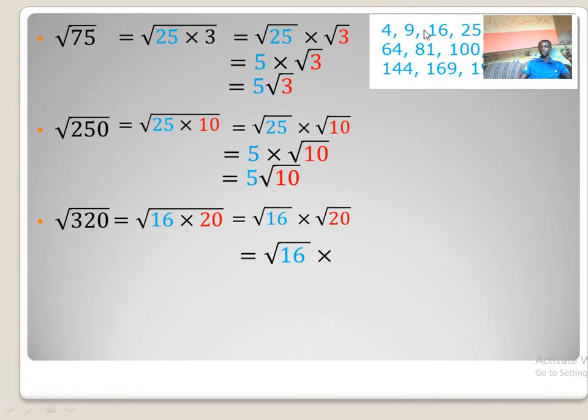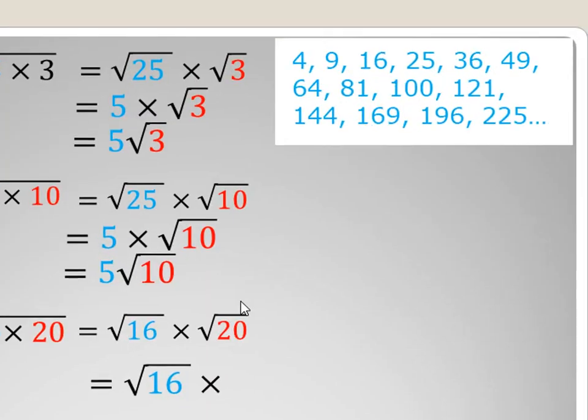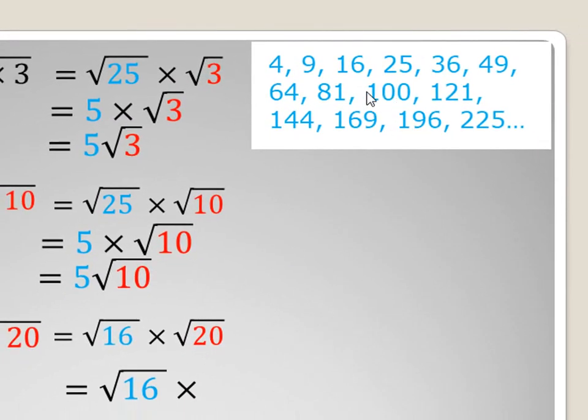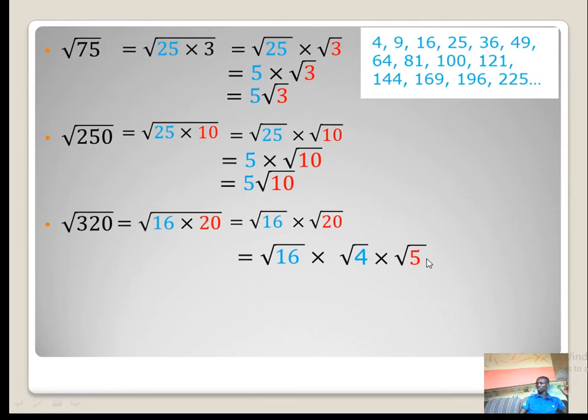Root 20 still has a factor among these numbers. 20 has a factor among these numbers, and the factor is 4. So I can express 20 as a product of 4 and what? And 5. So that is 4 multiplied by 5. Is that understood?